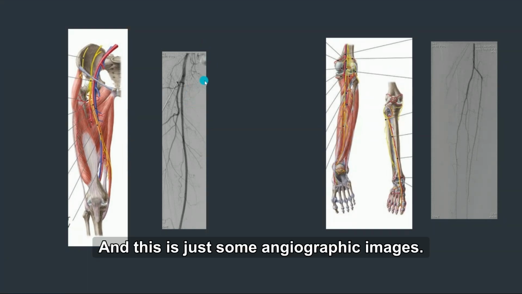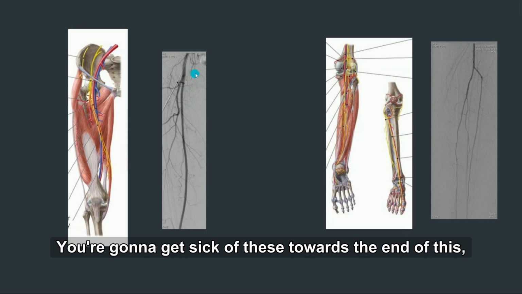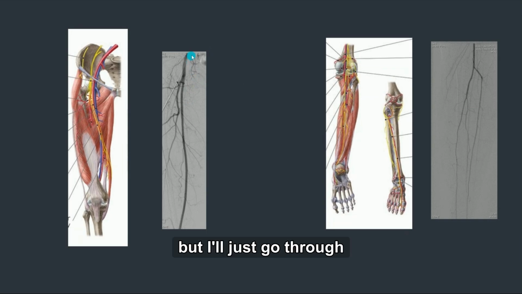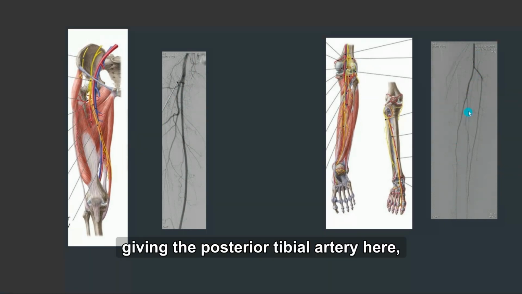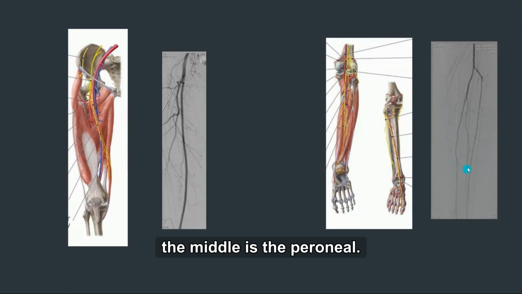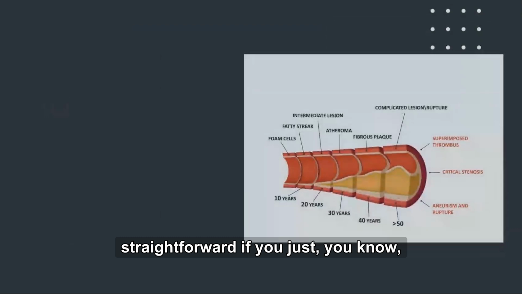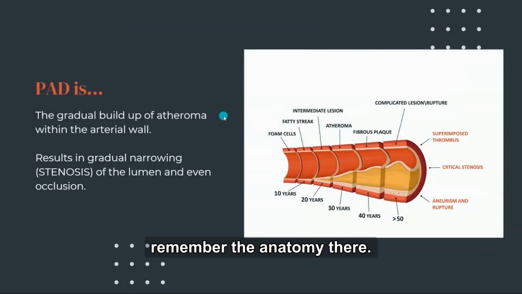And this is just some angiographic images. You're going to get sick of these towards the end of this, but I'll just go through the common femoral artery, profunda, and the SFA in a healthy patient with no branches. Coming down here, popliteal artery, dog leg out, anterior tibial artery, tibio-peroneal trunk, giving the posterior tibial artery here, and then running through the middle is the peroneal. So just try and remember that. It's fairly straightforward if you just take a little bit of time to remember the anatomy there.